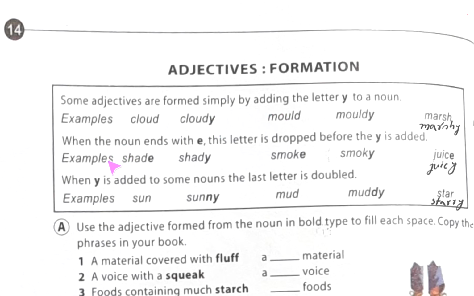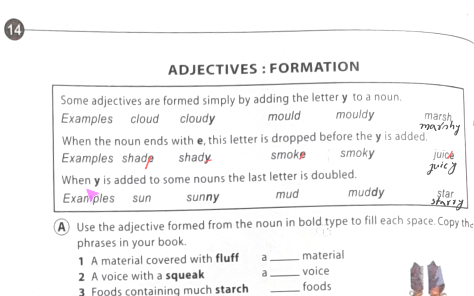Now the second rule. When the noun ends with E, this letter is dropped before the Y is added. Here see shade, shady; it means E is dropped, Y is added here. Same thing: smoke, smoky, E is dropped, Y is added. Juice, juicy, E is dropped, Y is added.